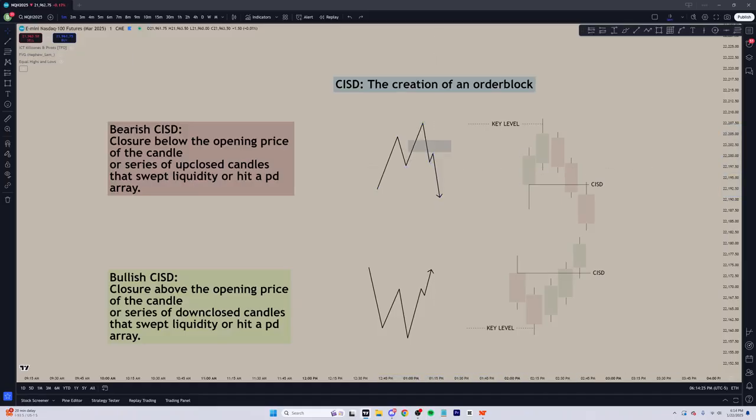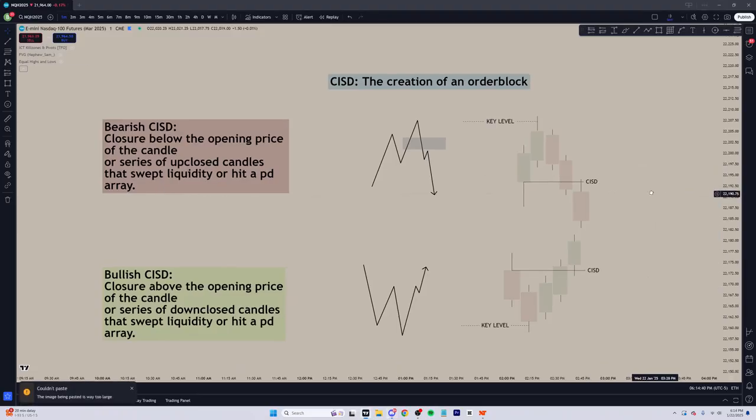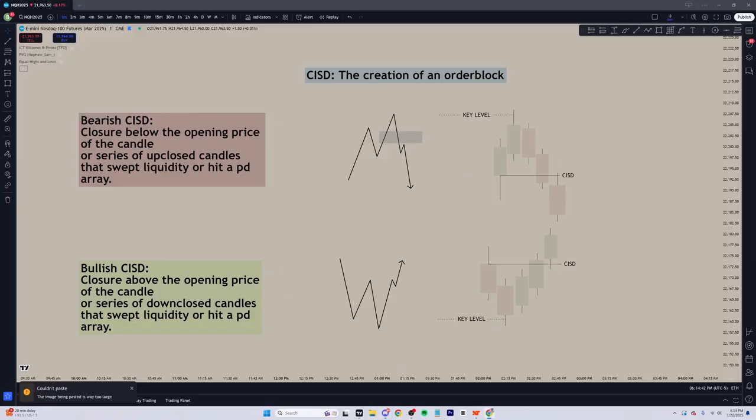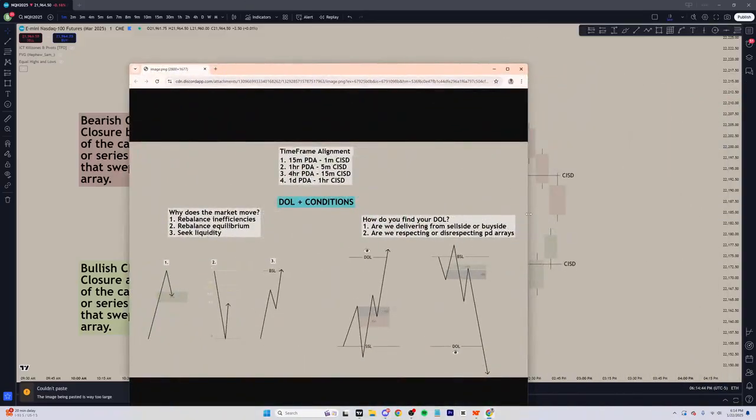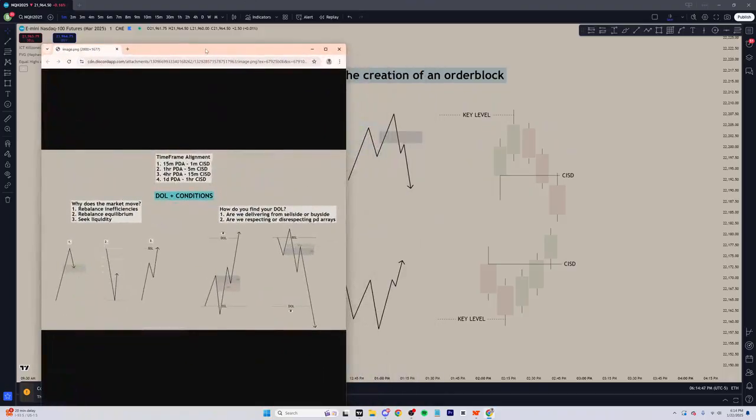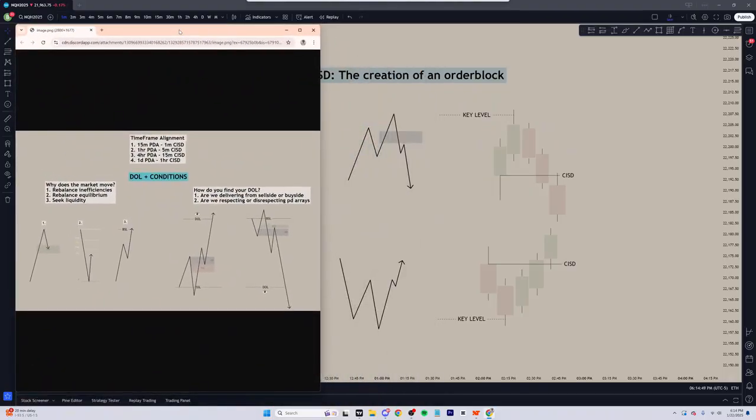So would a 15-minute CISD be ideal for a 1-minute entry? Yes. Because we did time frame alignment, right? Do you guys remember that? I can open that back up for you guys, just a little refresher. So a 15-minute PD array, you want to see a 1-minute CISD out of that. A 1-hour PD array, you want to see a 5-minute CISD; 4-hour, 15-minute; 1-day, hourly, to get confirmation that the PD array is valid.